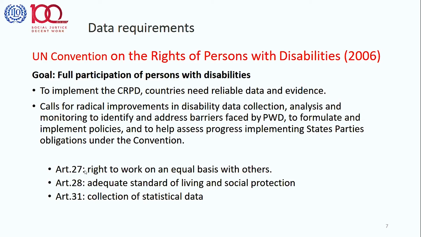Article 27 of the convention sets forth the right to work on an equal basis with others. That means equal employment opportunities, equal remuneration, and equal labor rights. Similarly, Article 28 includes a provision for an adequate standard of living and social protection for persons with disabilities. Article 31 of the convention calls for radical improvement in disability data collection, analysis, and monitoring in order to identify and address barriers faced by persons with disabilities and to formulate and implement policies.